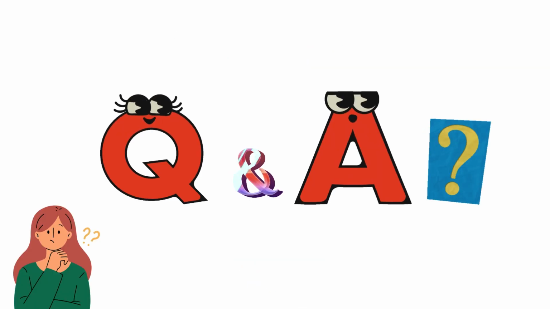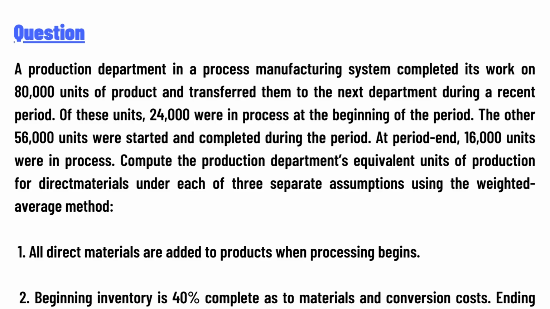Our today's question is: a production department in a process manufacturing system completed its work on 80,000 units of product and transferred them to the next department. During a recent period, of these units, 24,000 were in process at the beginning of the period. The other 56,000 units were started and completed during the period. At period end, 16,000 units were in process.